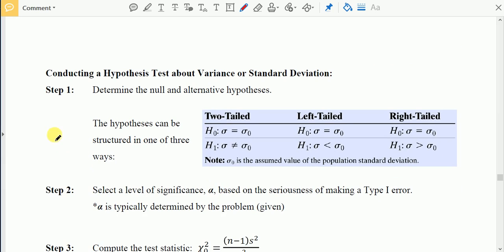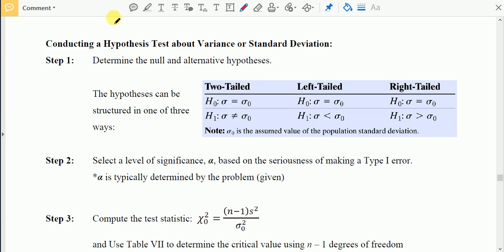Now, these are the steps for conducting a hypothesis test about the variance or the standard deviation. Again, we have to know the null and the alternative hypothesis, because we will decide whether they are in one of these three cases: the two tails, the left tail (less than), or the right tail (greater than the null hypothesis). We will also be given the level of significance alpha. This is the seriousness of making the type 1 error.